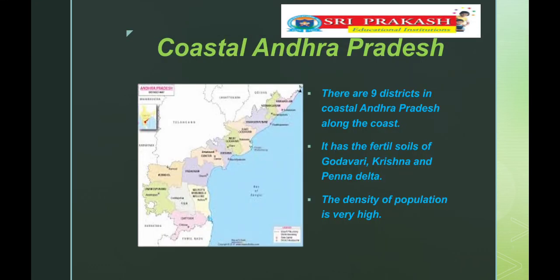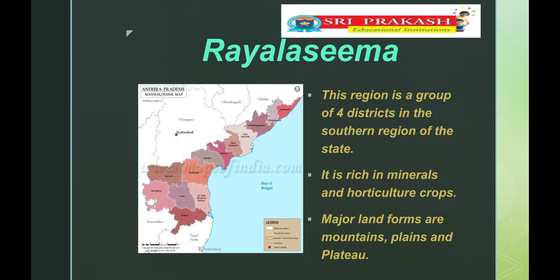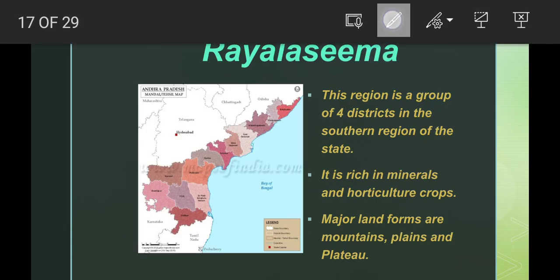And after that we go with the next slide, children. This is Rayalaseema. What is Rayalaseema, children? Four districts come under Rayalaseema: Chittoor, Anantapur, Kadapa, Kurnool. It is in the southern region of Andhra Pradesh. It is rich in minerals and horticulture crops. Rich in minerals, children: aluminium, bauxite, chromite, and some other minerals and mines are also available in this area. So Rayalaseema is very rich in minerals.